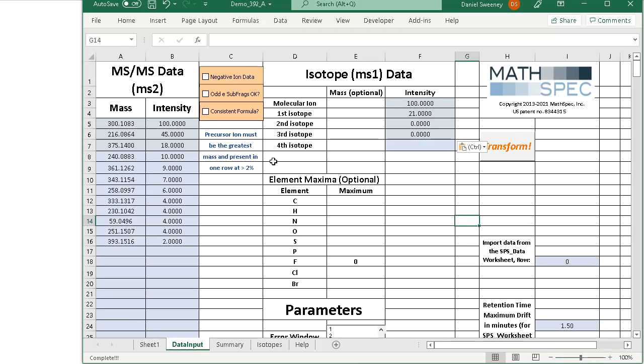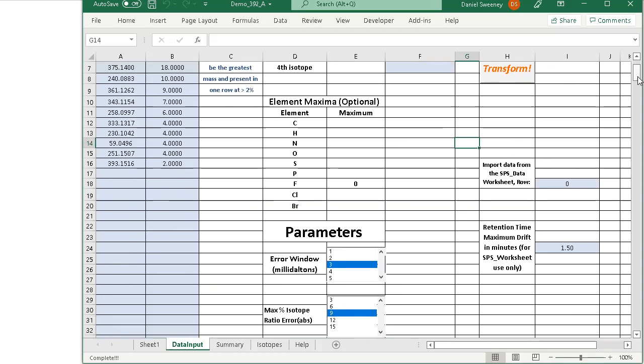I don't know much about this compound, so I'm going to check that odd electron fragment and subfragment ions are certainly okay. I'm going to leave fluorine at 0 just to cut down on the number of hits and in a way take a chance that there's no fluorine in this unknown.